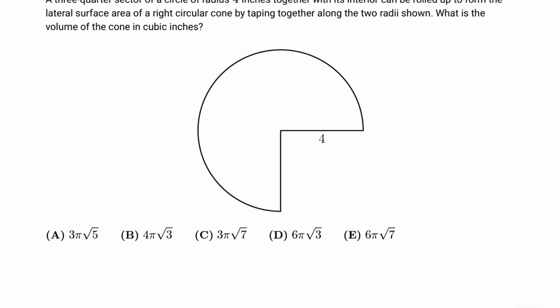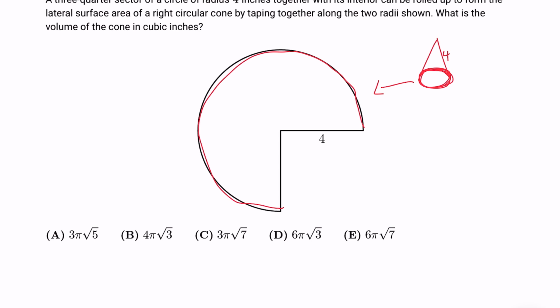So when we create a cone using this picture given, we should know that the two radii come together and that forms the slant height of the cone. And then this circumference right here will be the circumference of the base of the cone. So you can kind of imagine the cone like this. And so this would be 4, and then this right here, that circumference would be this.